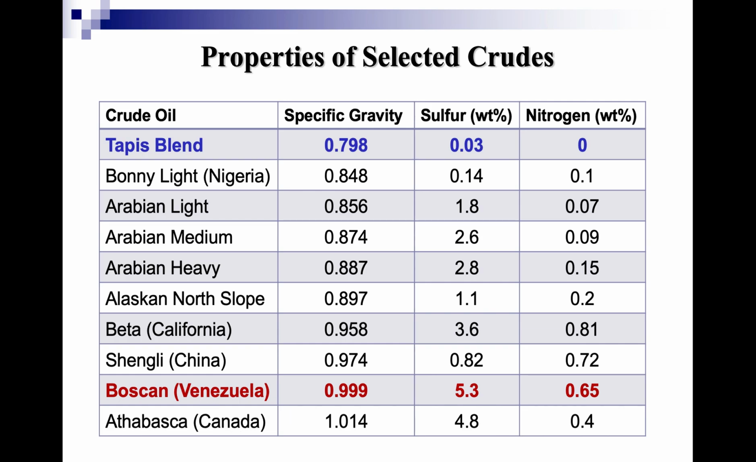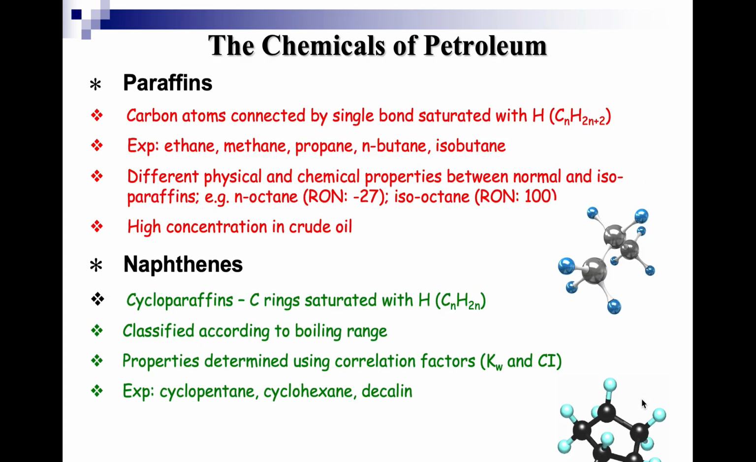On the same notation, Tapis blend also has the lowest sulfur percentage, with 0% of nitrogen. So basically, you just have to know the significant properties of the selected group, for example the one in Canada and the lowest one, Tapis blend, and what can be defined by that.